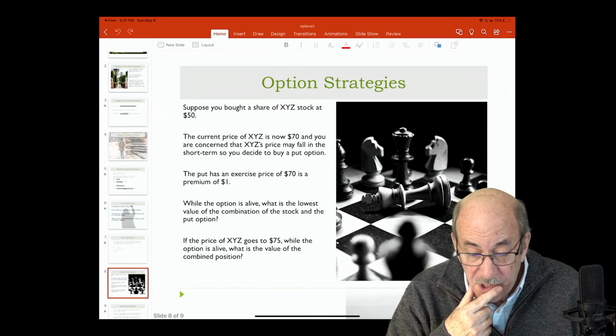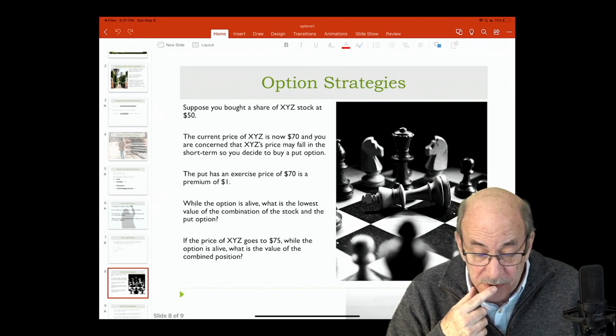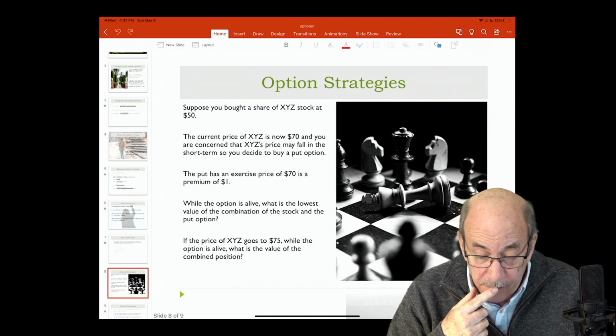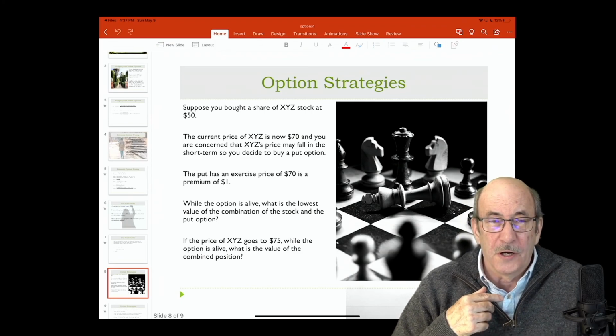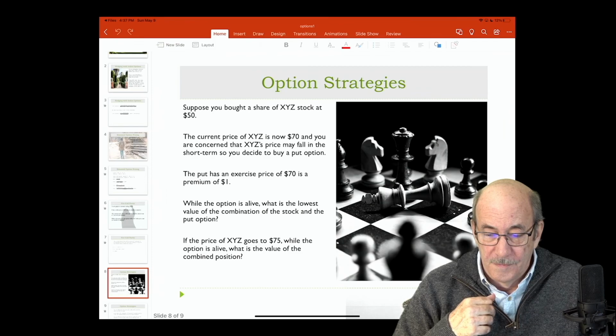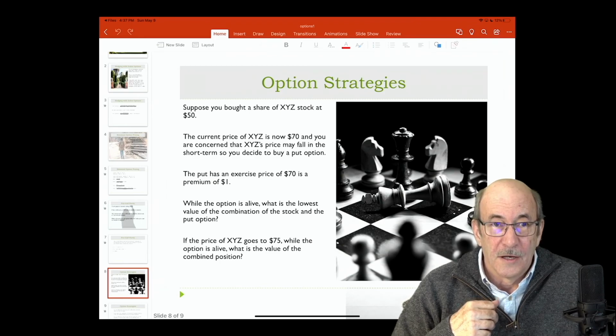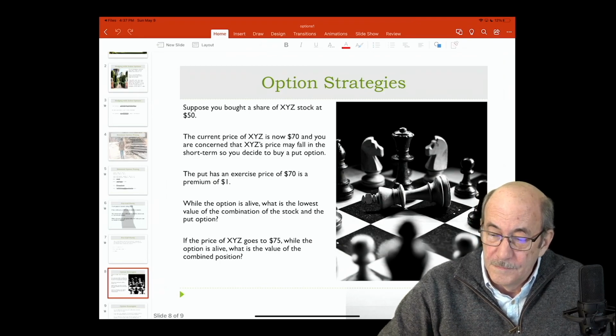Suppose you bought a share at 50. The current price is 70. You're concerned about... Would this one work? Looking at this one? Yeah, I haven't done that one yet, but I was just looking at the graphs in the PowerPoint, and I just wasn't really understanding those. Sure. Or you could do the application ones.